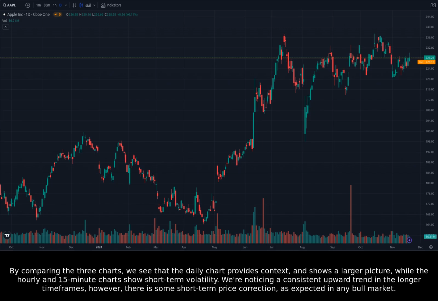By comparing the three charts, we see that the daily chart provides context and shows a larger picture, while the hourly and 15-minute charts show short-term volatility. We're noticing a consistent upward trend in the longer time frames. However, there is some short-term price correction, as expected in any bull market.